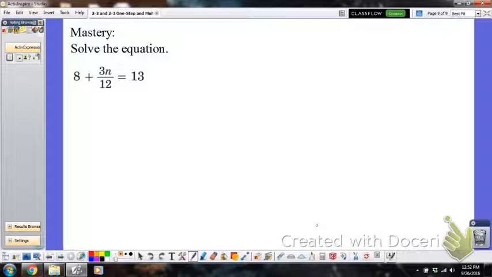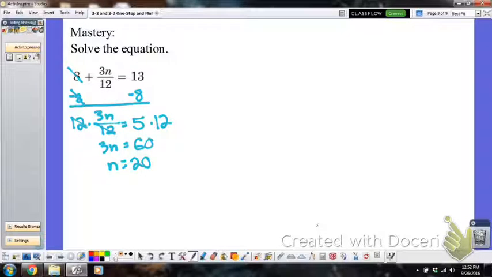So go ahead, finish up the lesson with this mastery, solve this equation, pause the video, and when you're ready for the solution, unpause the video. So your solution is n equals 20.